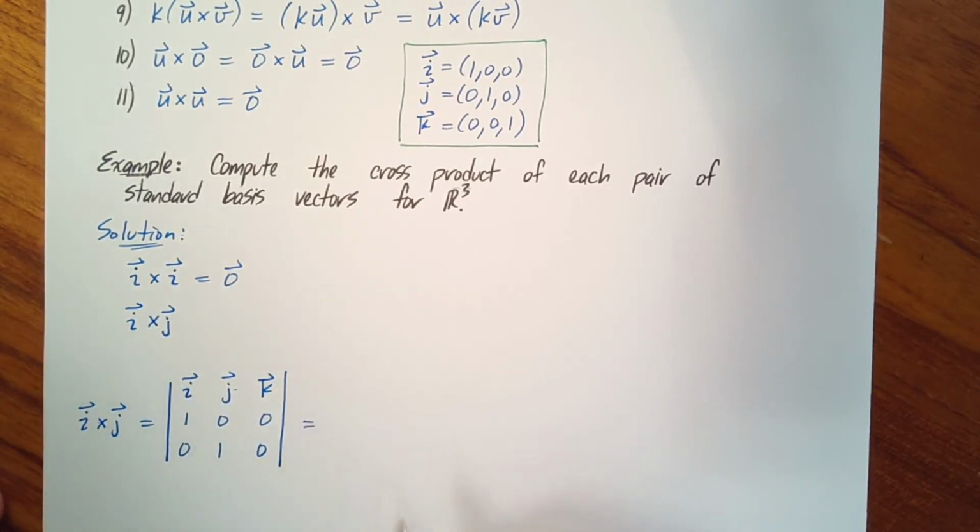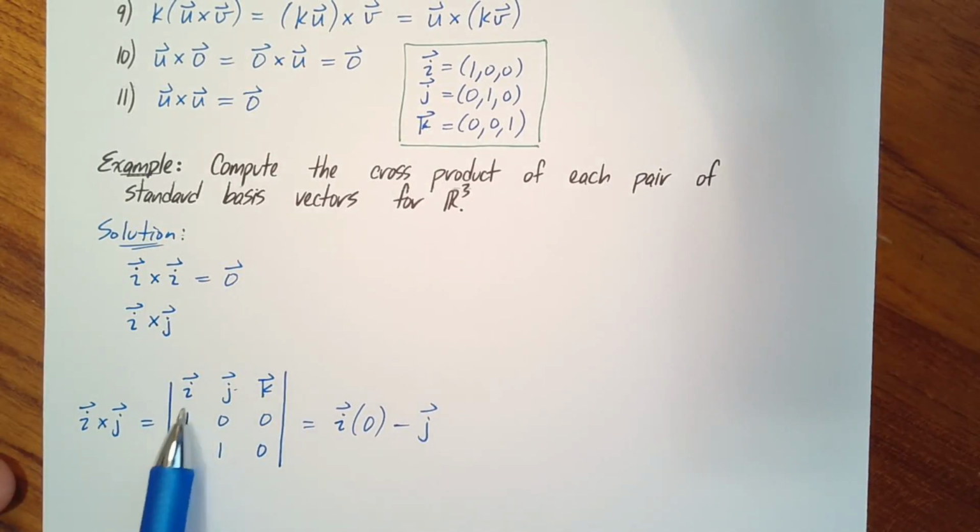So if we do that, our first term, we're going to have the vector I multiplied by the determinant of this 2 by 2 matrix, which is going to be 0 times 0 minus 0 times 1. So this product is 0, and this product is 0 as well. 0 times 1 is 0. So really you just get 0 minus 0. So that's the first term. Now the second term will switch signs. It'll be negative now because we're moving on to J. And we're going to have J times the determinant of the 2 by 2 matrix formed by looking at these 2 entries and these 2 entries, because we're going to delete the row and column occupied by the vector J.